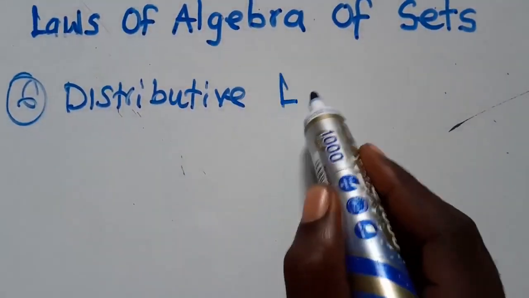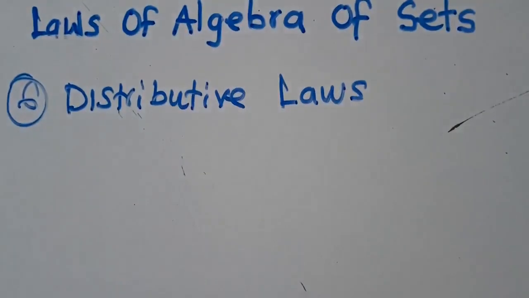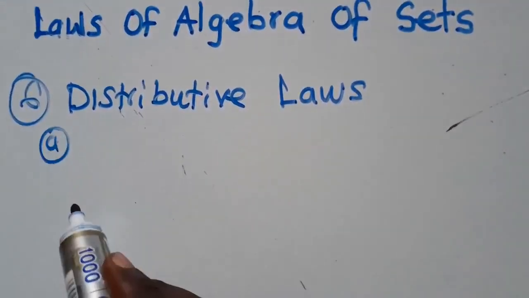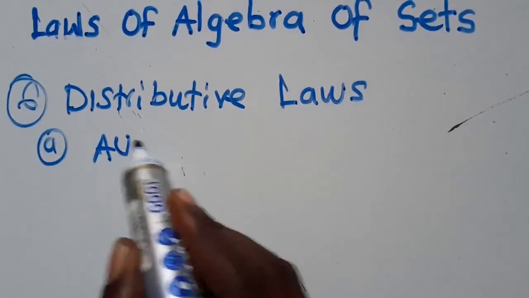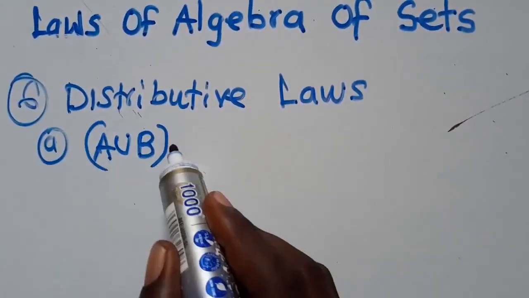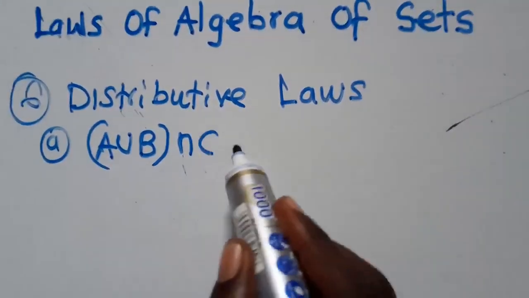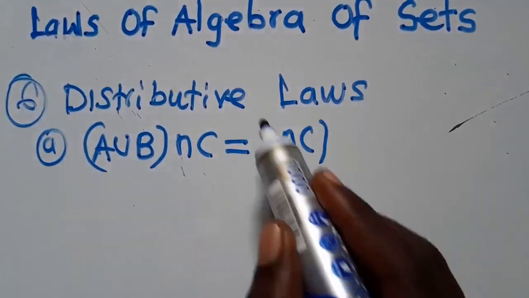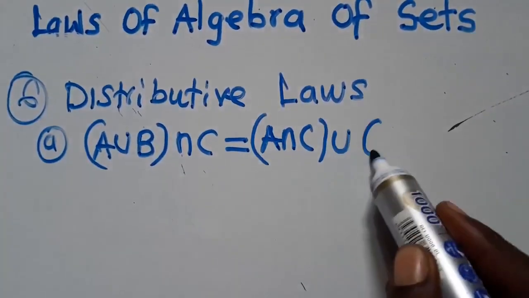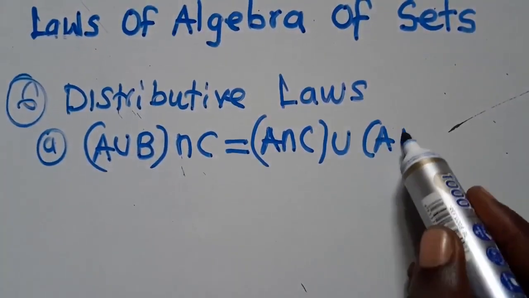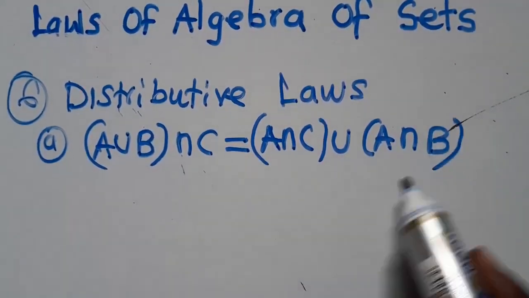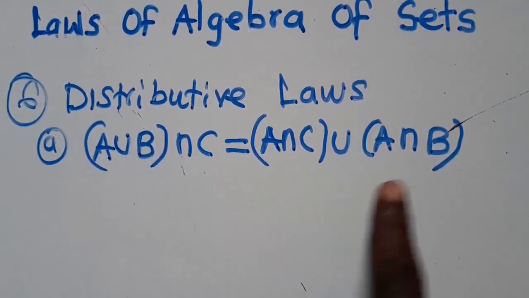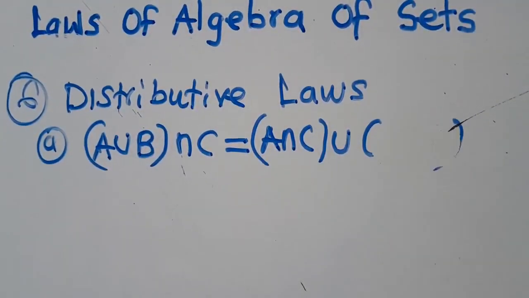Distributive laws. I think we know what it means to distribute. So the first one that we are going to start with is A union B, then intersection C, is equal to what? A intersection C, union A intersection B. This is what we are going to talk about, like this, not like this.